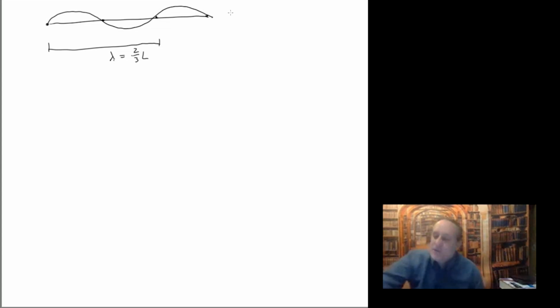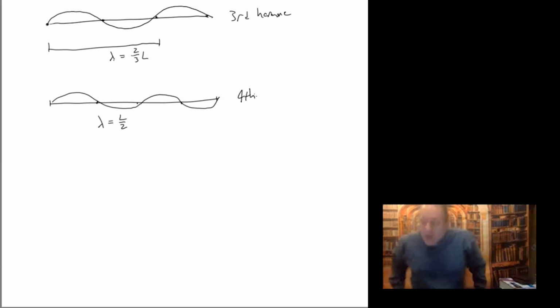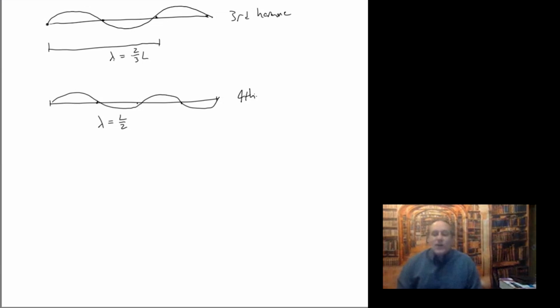Okay. This is known as the third harmonic. And this continues indefinitely. We can get a fourth harmonic like that. Here, the wavelength is just L/2. And the sounds of these, if we double, we cut the wavelength in half, we double the frequency.